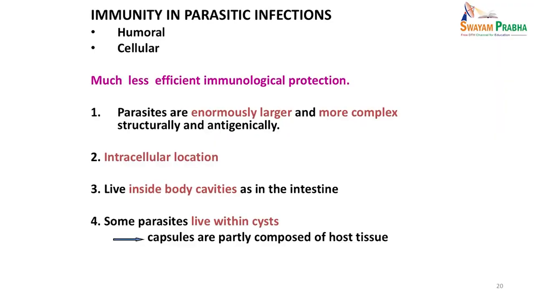Now, as far as immunity is concerned, in parasitic infections both humoral and cellular immunity come into play, but the immunological protection is very little. Why is it less? One is because the parasites are enormously large and more complex structurally as well as antigenically. Second, most of the time they have an intracellular location. So they live inside body cavities, in the intestines. Some of them live within cysts, and these cysts could be protected by capsules formed by host tissue. So the host does not recognize it as a foreign body.